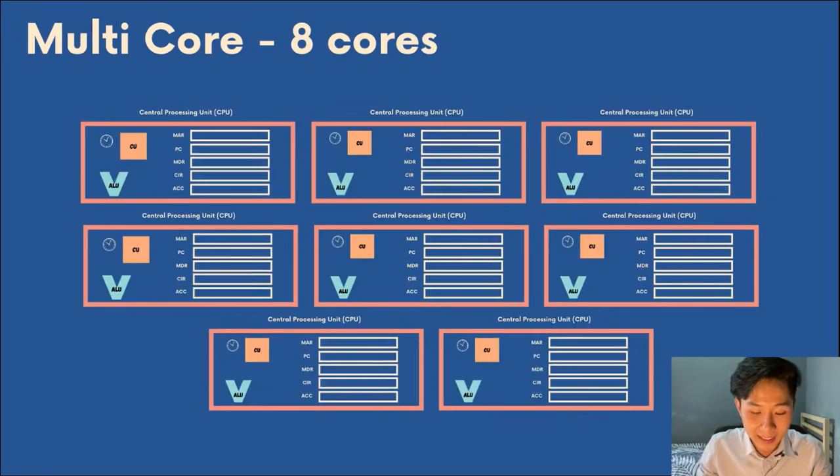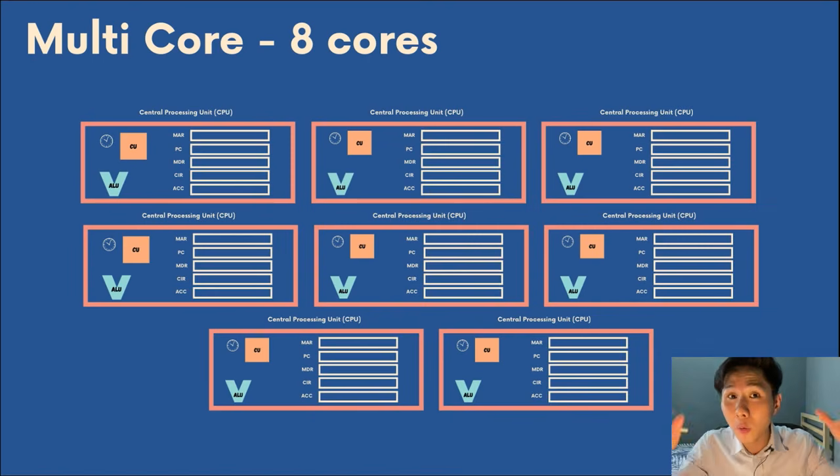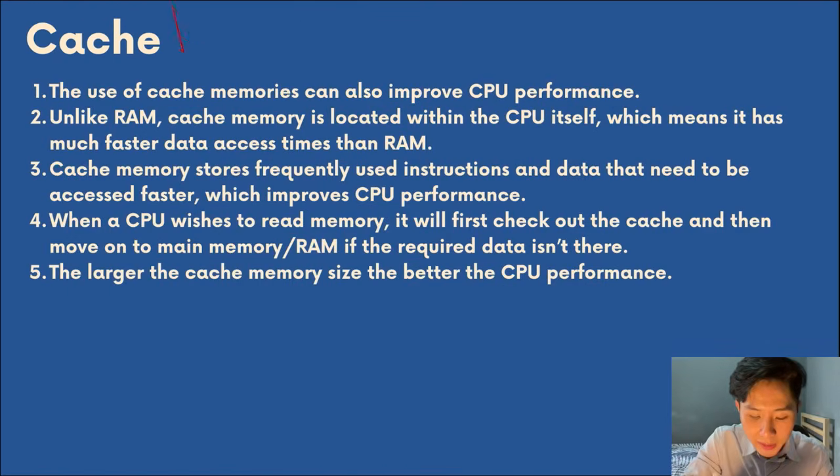So those are the two factors. The first one is clock speed, but we know that we can't overclock very often, and therefore computer scientists have come up with a way to put multiple cores within the CPU. And the third method to increase our CPU performance is to use cache memory in our CPU.